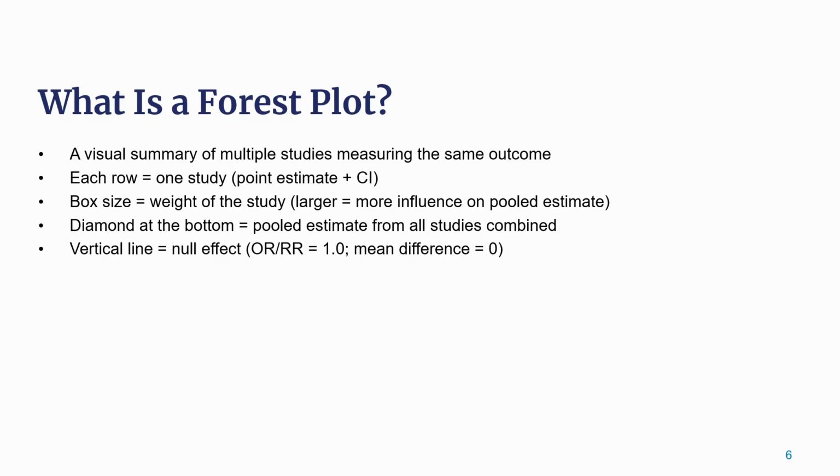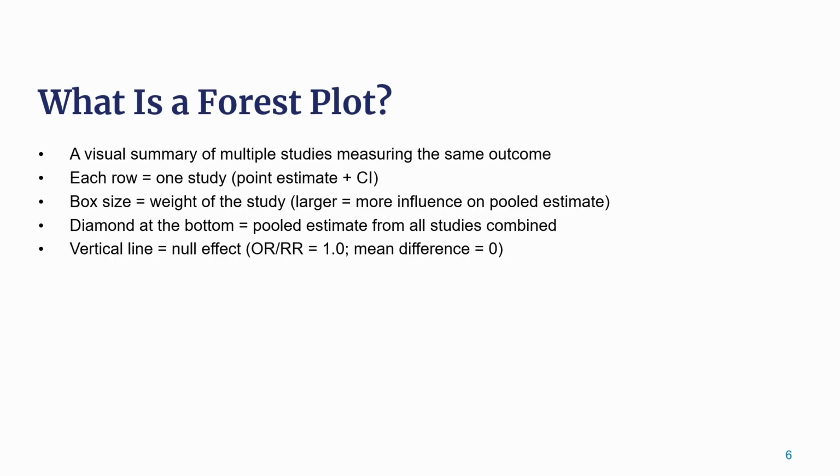Each row in a forest plot represents one study. The horizontal line is the confidence interval. The box in the middle is the point estimate, and its size is proportional to how much that study contributes to the overall answer, usually based on sample size and precision. The diamond at the bottom is the key result, the pooled estimate. Its width shows the CI for that pooled estimate. If the diamond doesn't cross the null line, the pooled result is statistically significant.